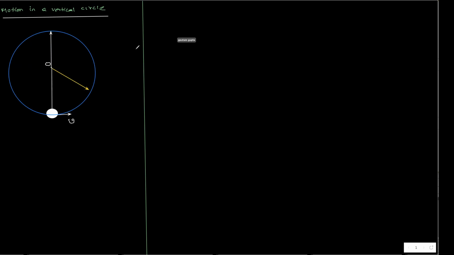Okay. So in order to do that, let's say the initial velocity with which it is projected is v naught. And let's say at any angle theta, its velocity is v. Its velocity is v, and velocity is always tangential to the path. So velocity will be like this.